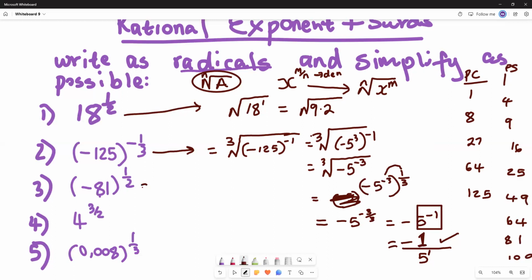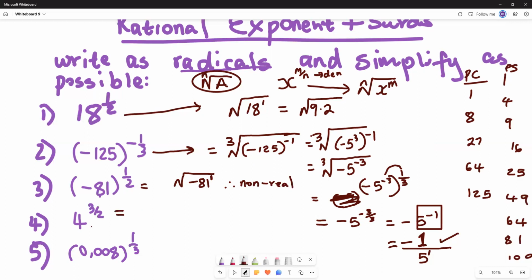Okay, let's try number 3. On number 3, you basically have this, ladies and gents. Remember, this means square root. So you have the square root of -81 to the power 1, which we do not show. But let me show it in this case. Which is therefore non-real. Remember, you cannot have a square root of a negative number. So this is non-real, you cannot simplify further there.